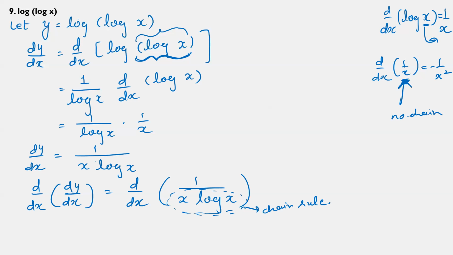What about the d by dx of 1 by x log x? So it's like minus 1 by x log x ka square. This is from the formula. I know this, right? But after this, the chain rule needs to be applied for this. It was not x, it was x log x. So I have to apply this.